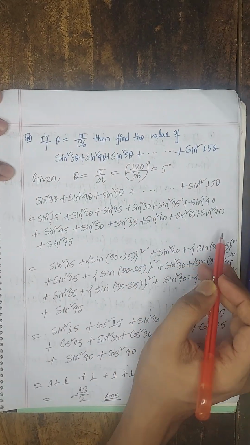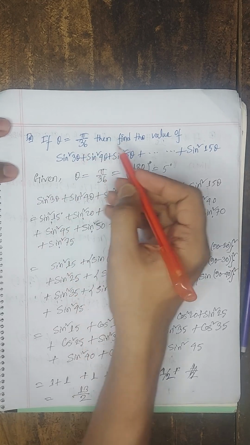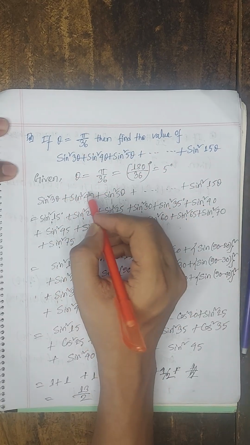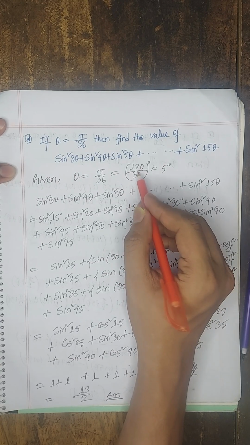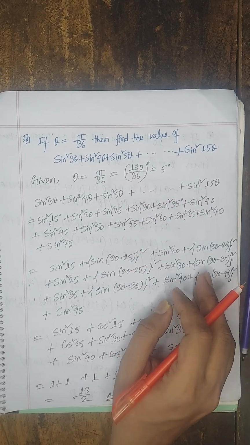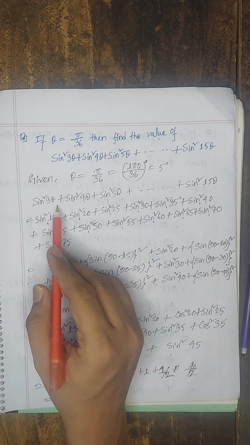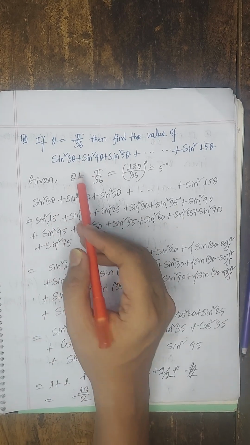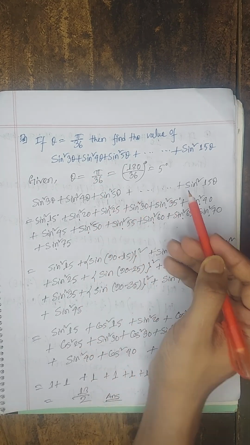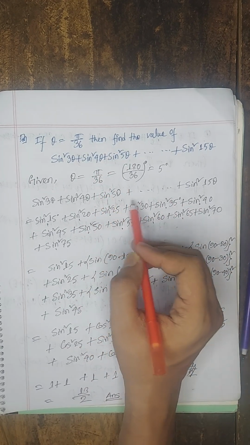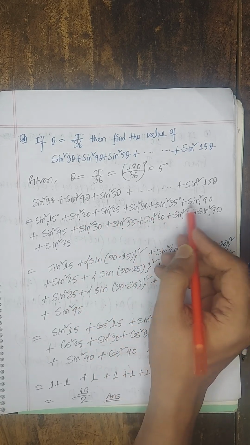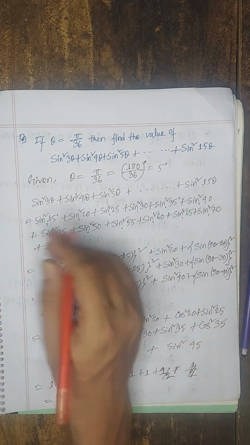Here is another problem. If theta is pi by 36, then we have to find the value of this expression. Given theta is equal to pi by 36, and pi is 180, so theta is 5 degrees here. Now we have to expand this expression: sin square 3 theta, sin square 4 theta, sin square 5 theta. If we put the value of theta, we get sin square 15, sin square 20, 25, 30, 35, 40. Like this we get all the values.